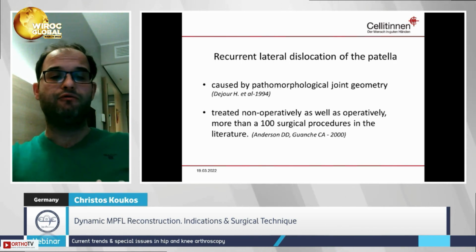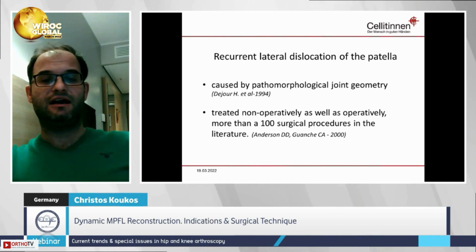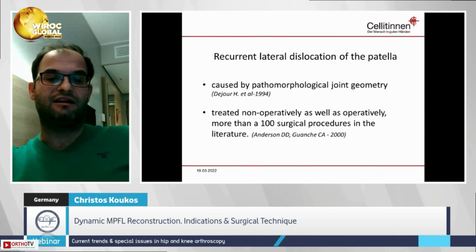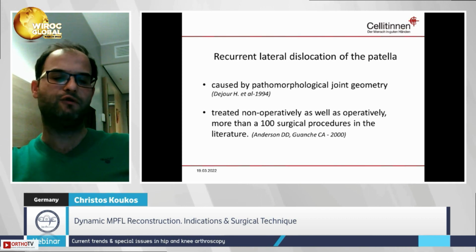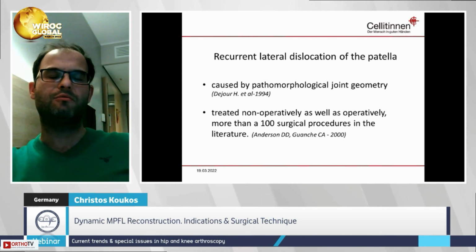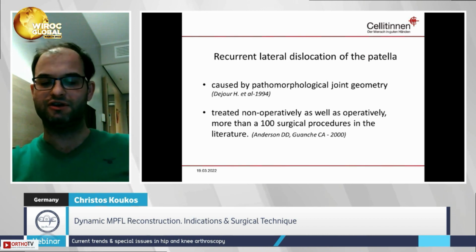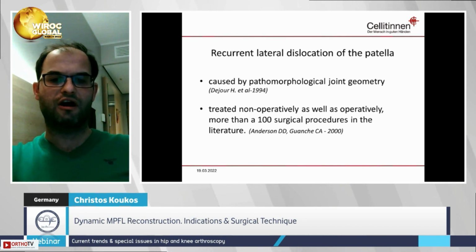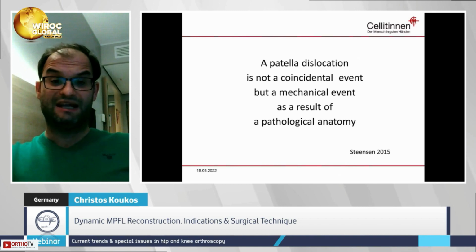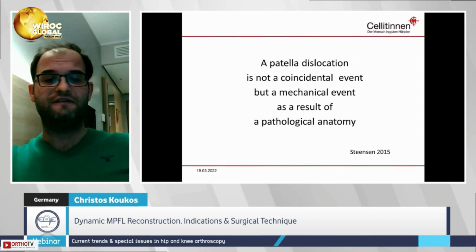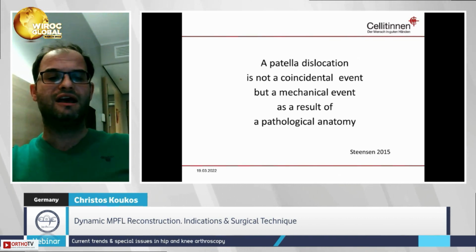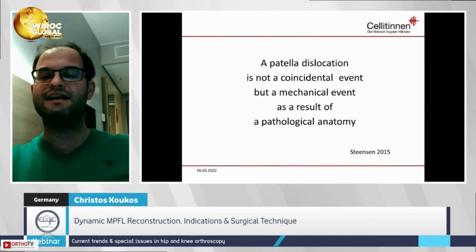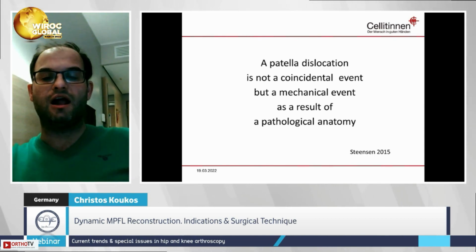If we look at all the recurrent lateral dislocations of the patella, we see that a dislocation is caused by a pathomorphological joint geometry. And if we go through the literature, we can see there are more than 100 procedures described. As Stenson said in 2015, a patella dislocation is not a coincidence, but a mechanical event resulting from a false or pathological anatomy.